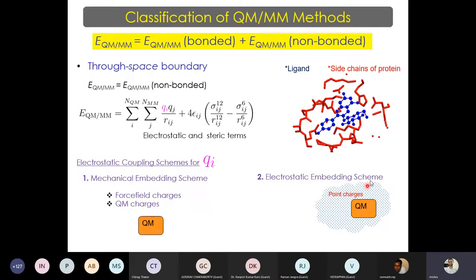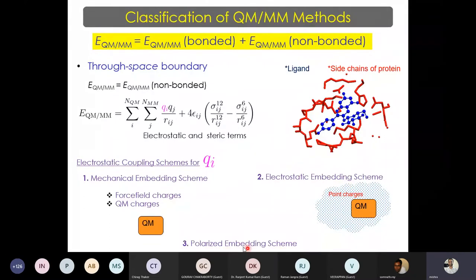We know that the enzyme is there for a purpose. So this purpose has been satisfied to a great extent when I include these point charges in my Hamiltonian, because that will polarize my QM region. The charges and the energies that I'm going to get are going to be more accurate, or more realistic. But this electrostatic embedding scheme is rather expensive compared to the mechanical embedding scheme.